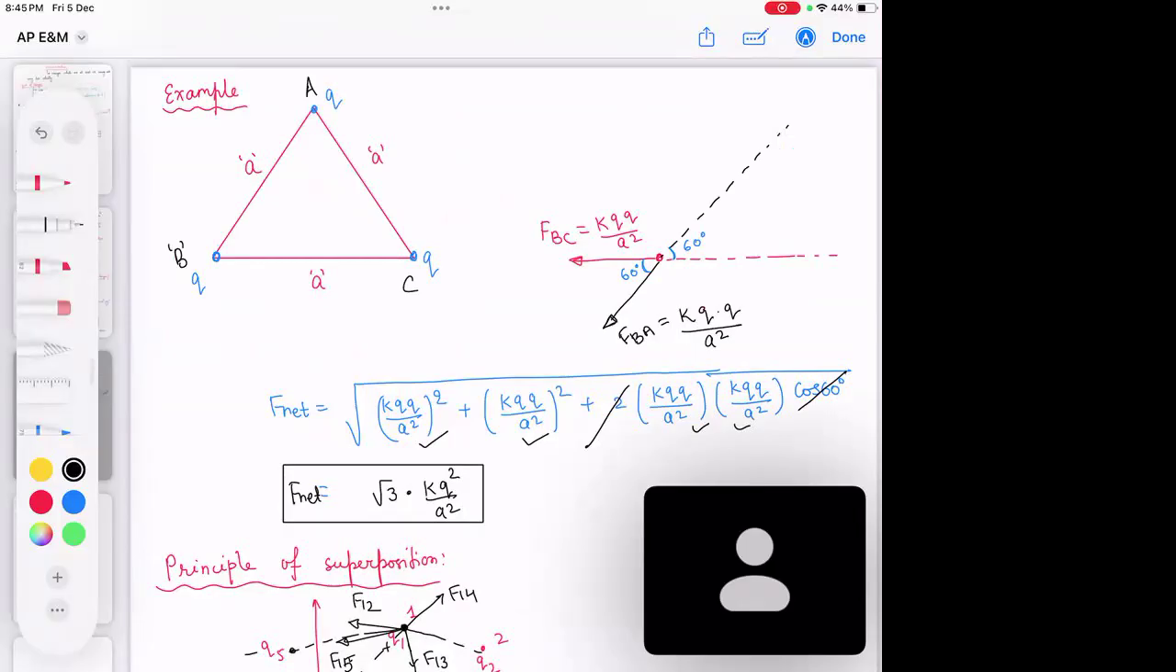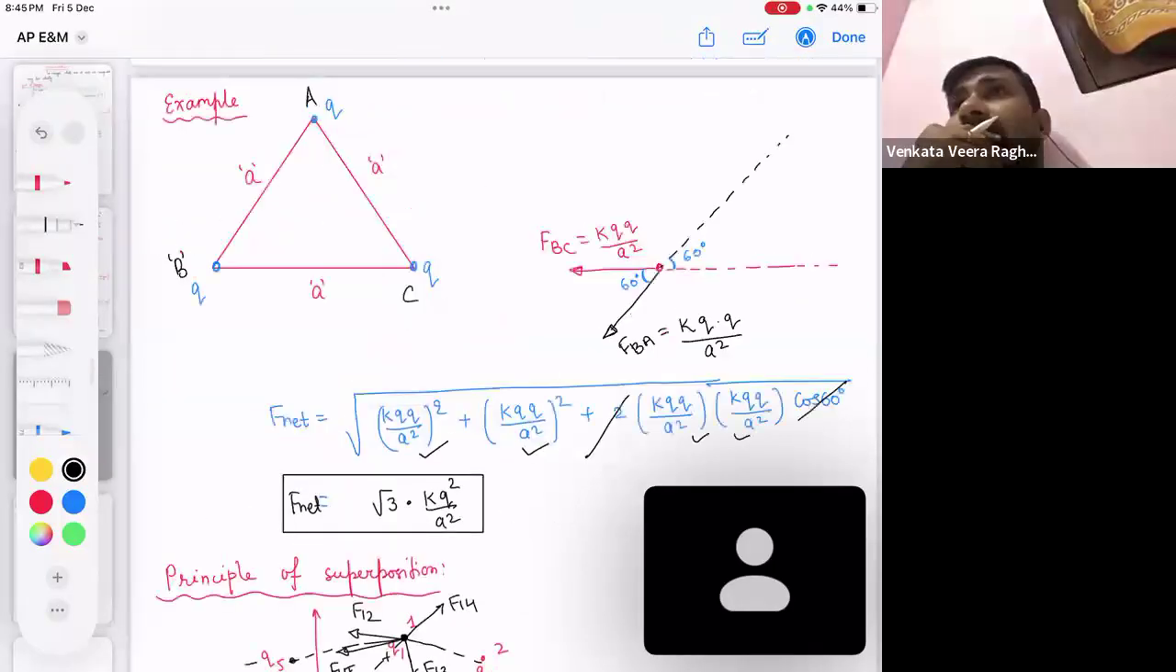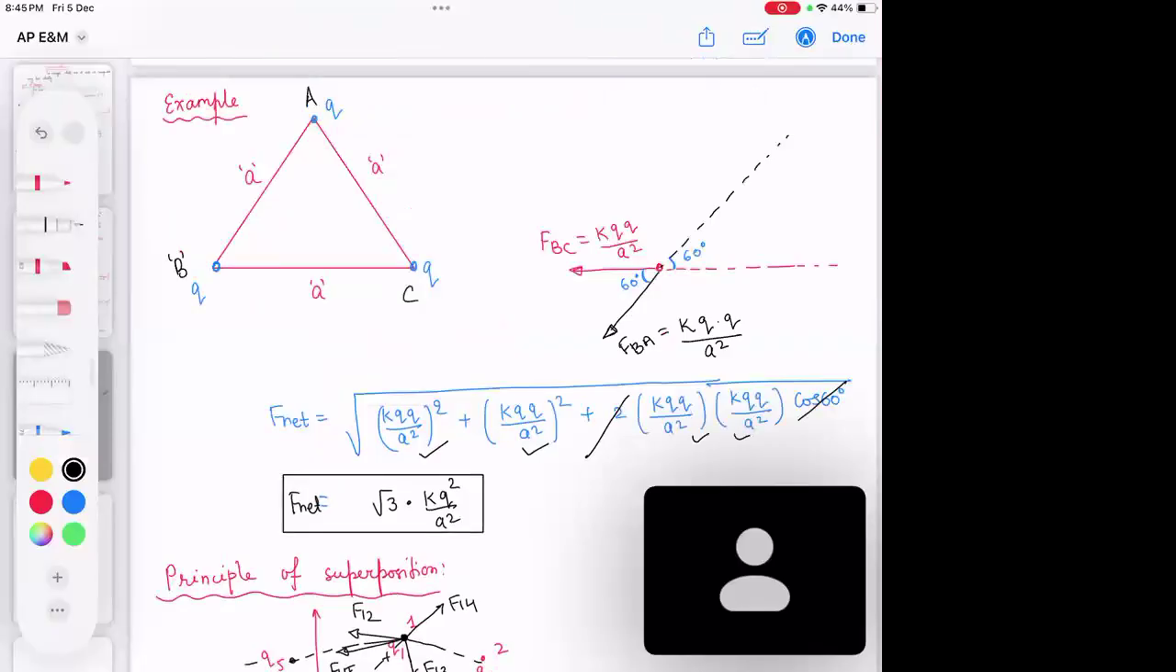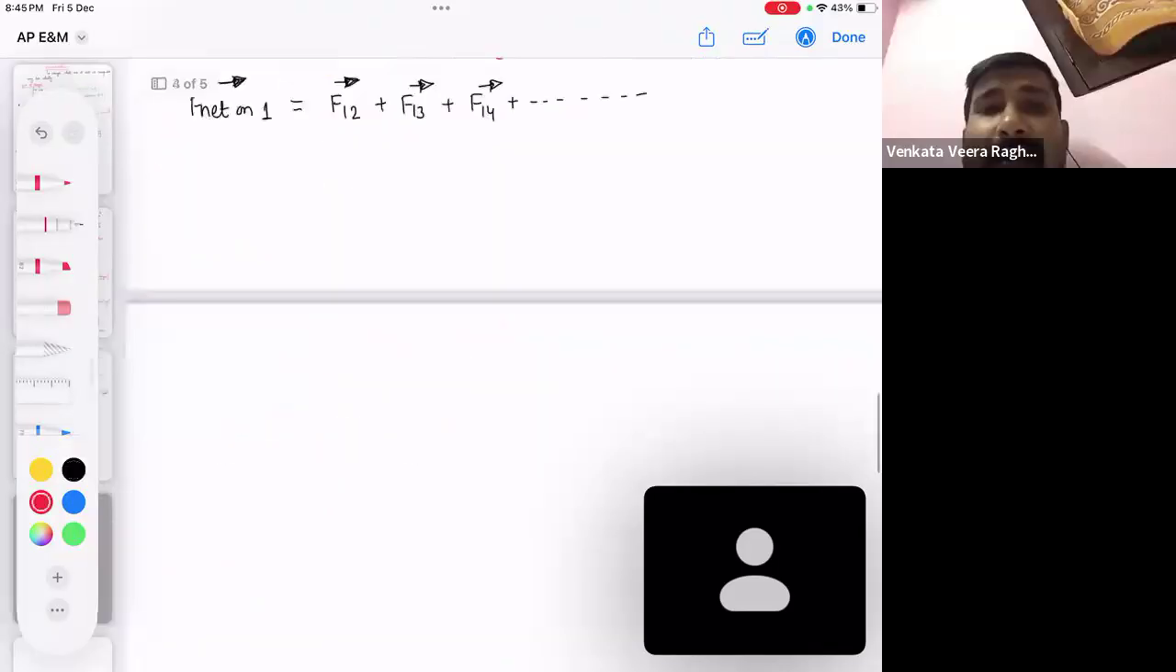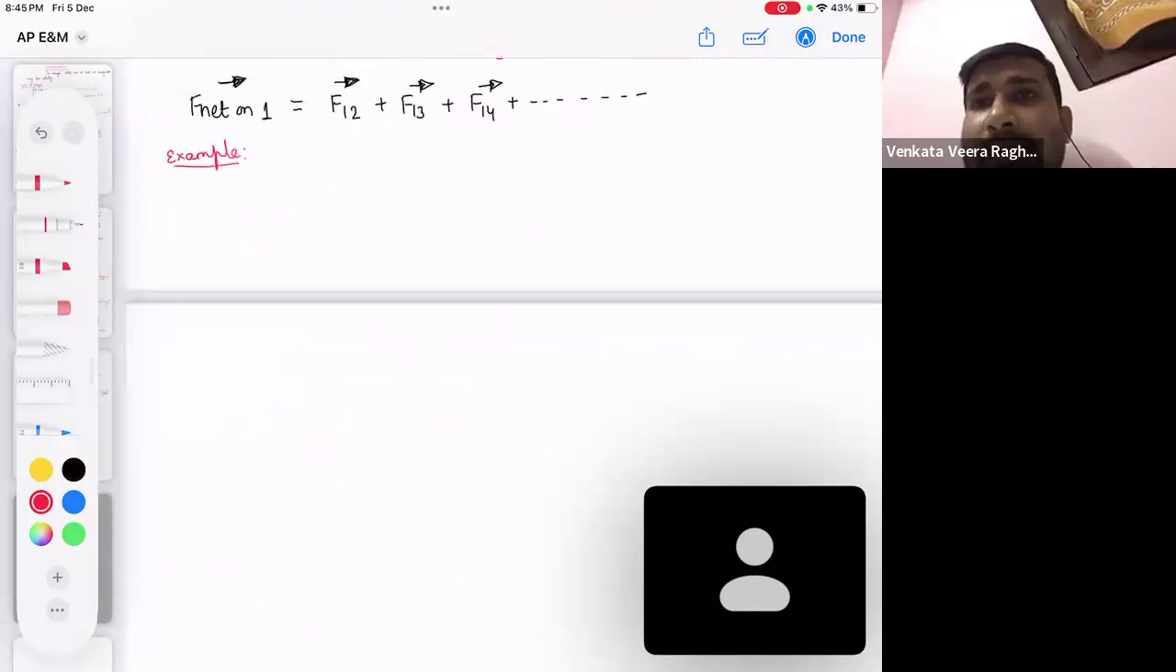So can we discuss another example if you understand this one? Yes, sir. Let's discuss this example. In this example, I am giving you a right angle triangle, a right angle isosceles triangle, so that this side is a, this side is a.